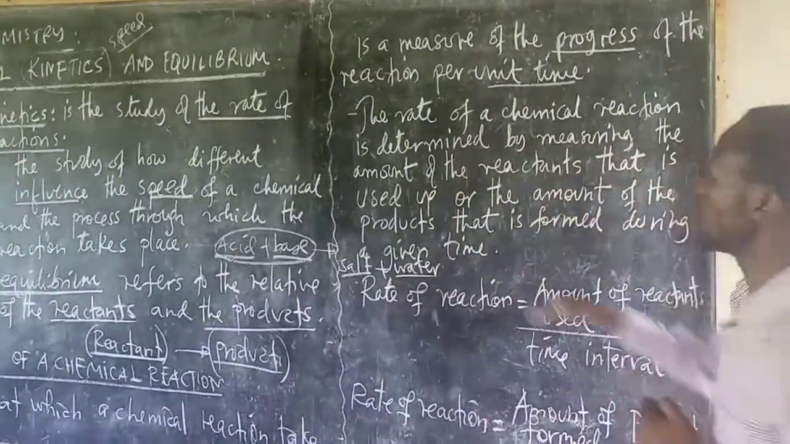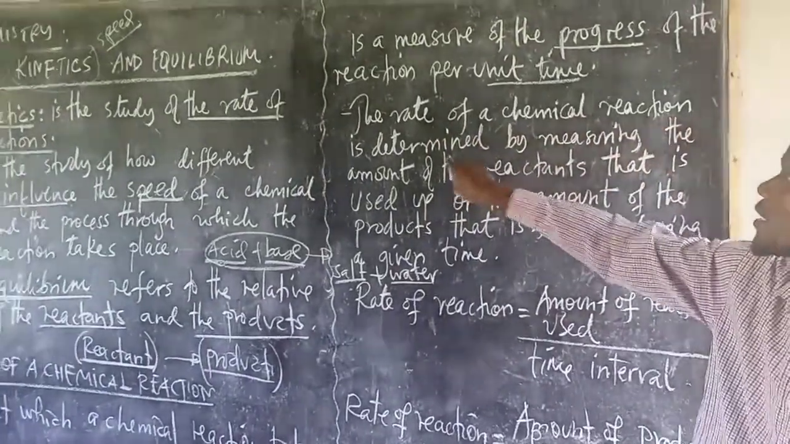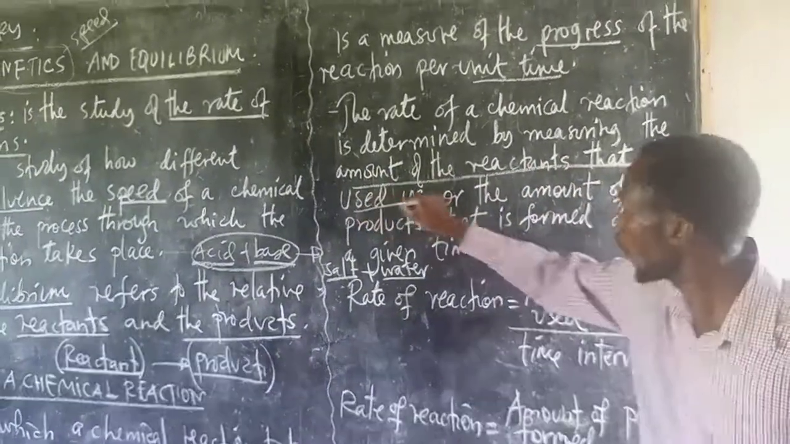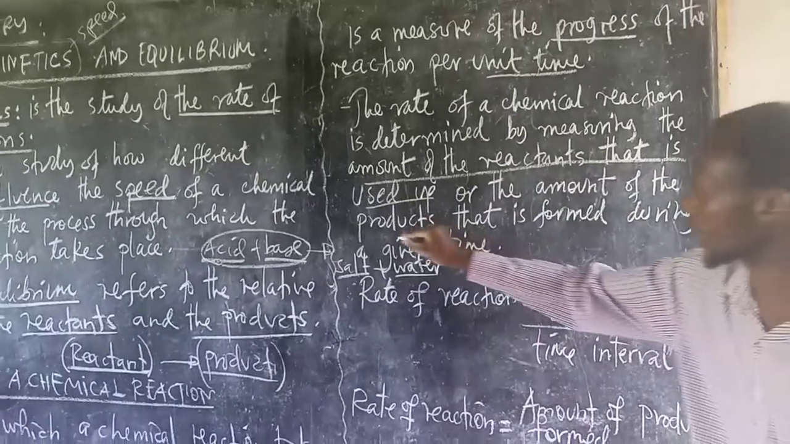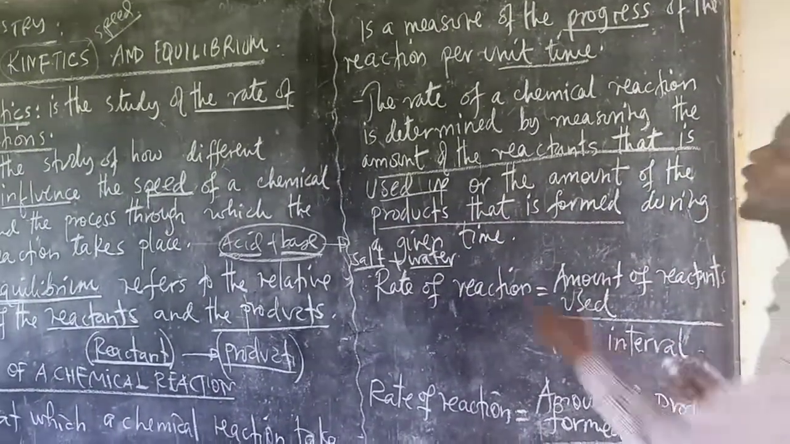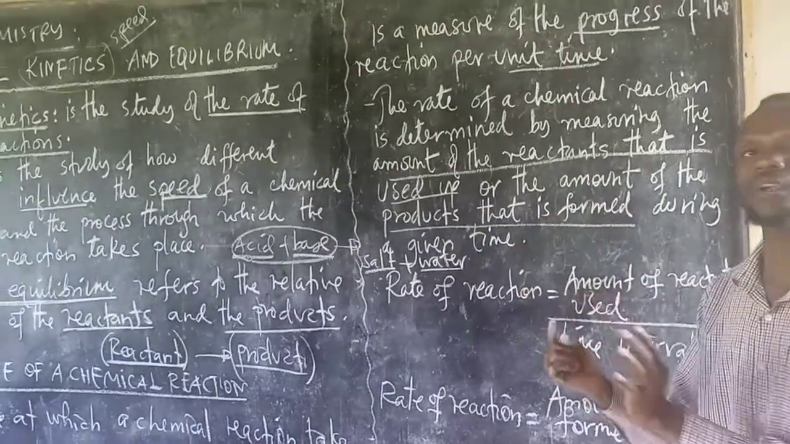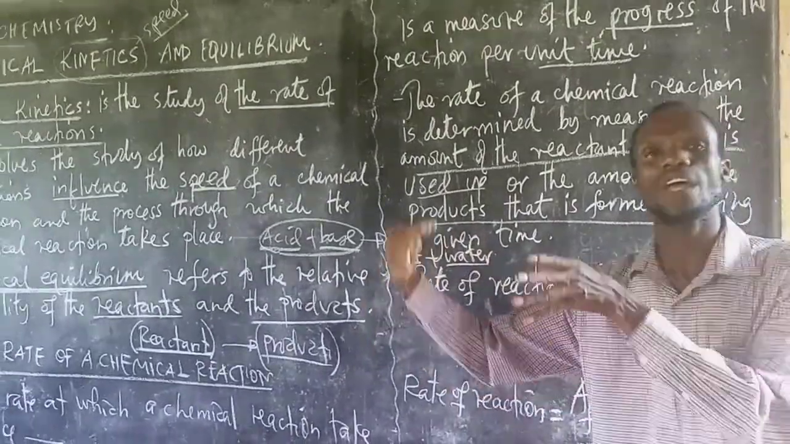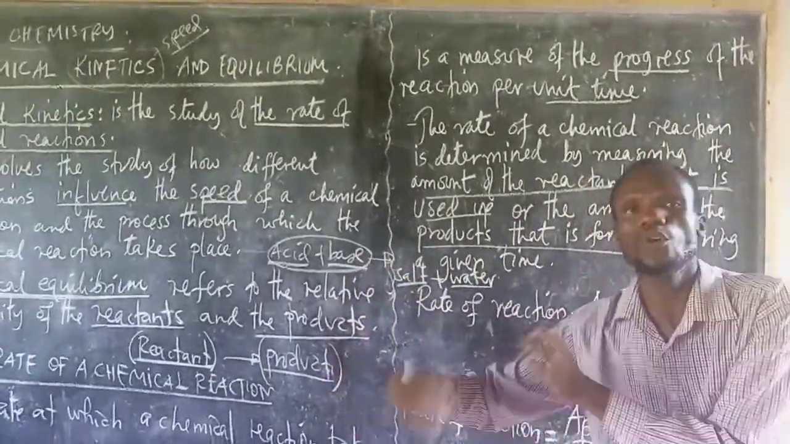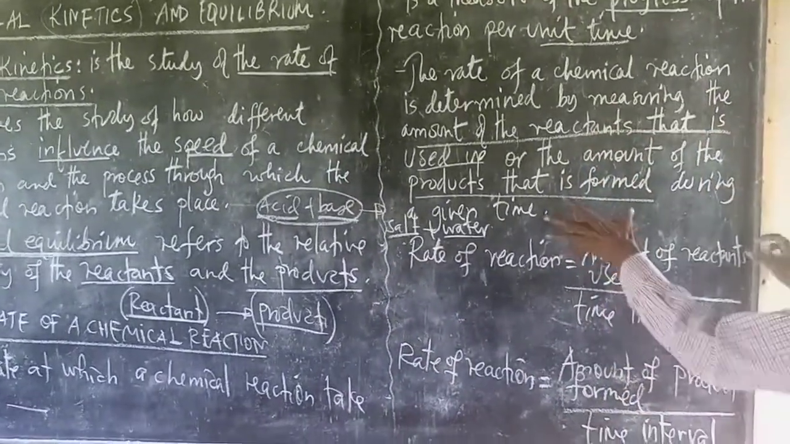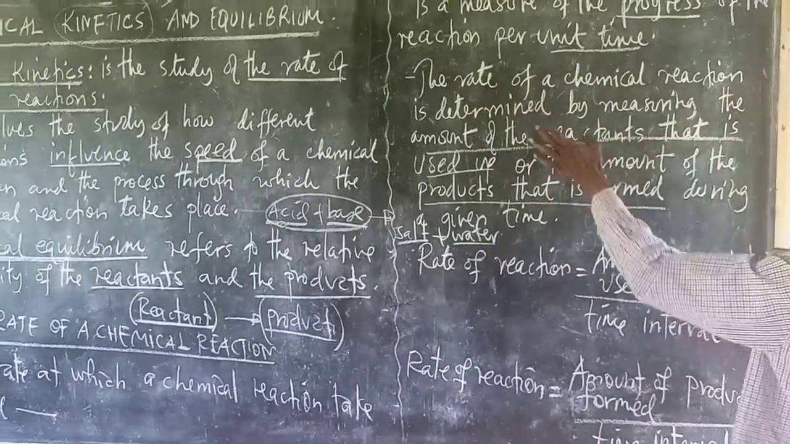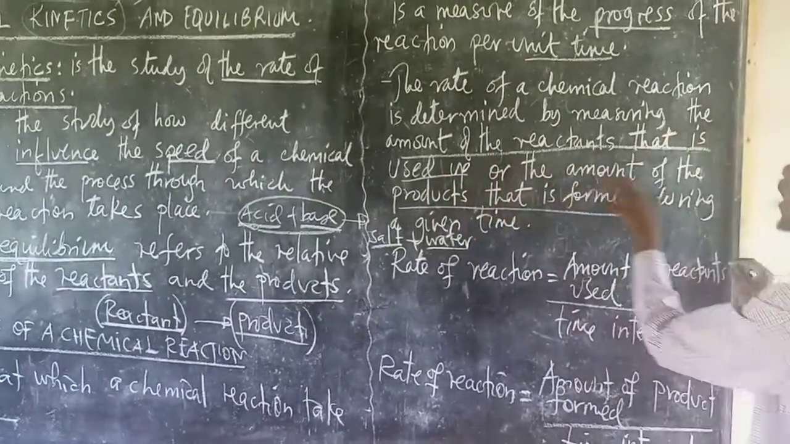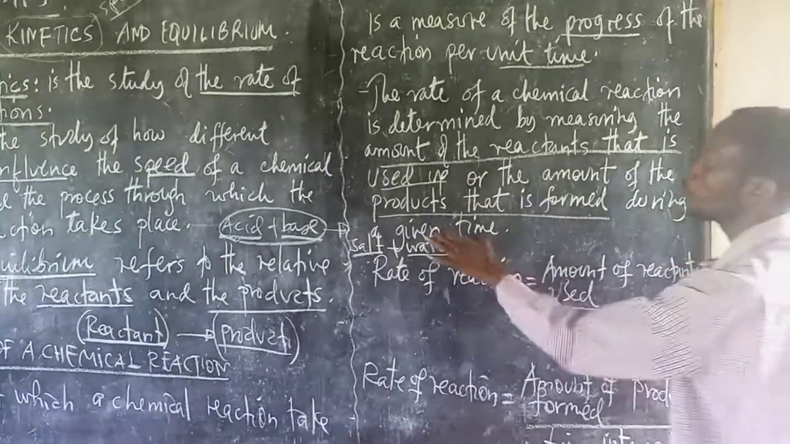That is why we say the rate of chemical reactions is determined by measuring the amount of the reactants that is used up, or measuring the amount of the product that is formed during a given time. So it is all about measuring the product formed in a given time, or the amount of reactant used during the reaction per given time.